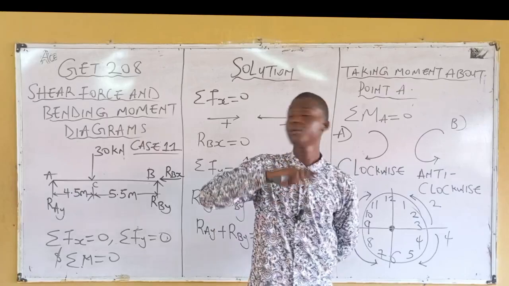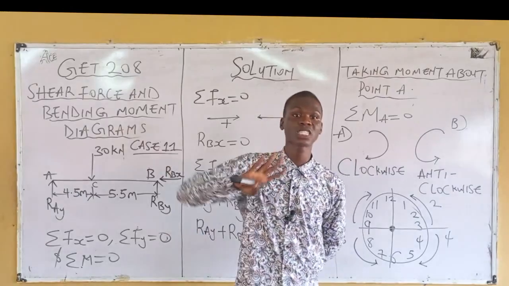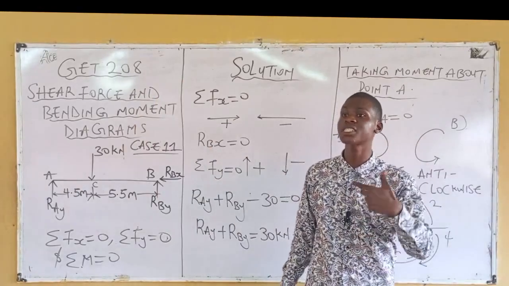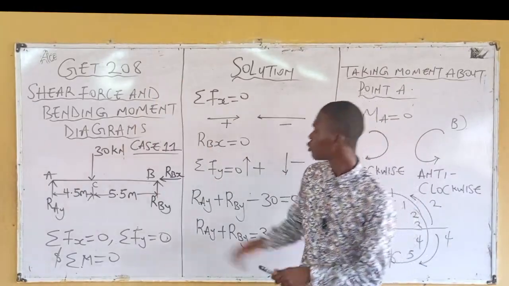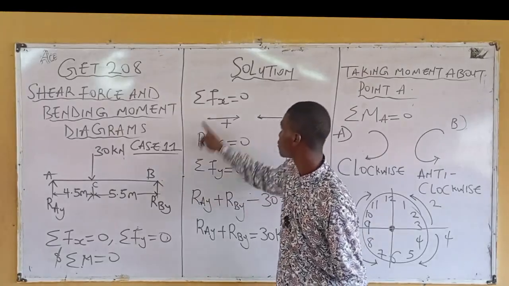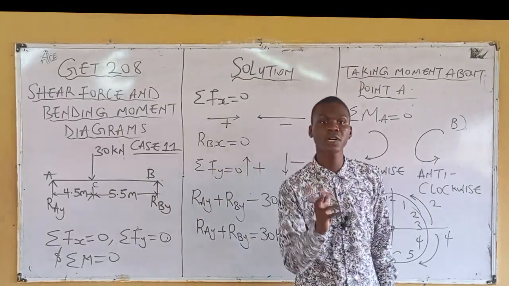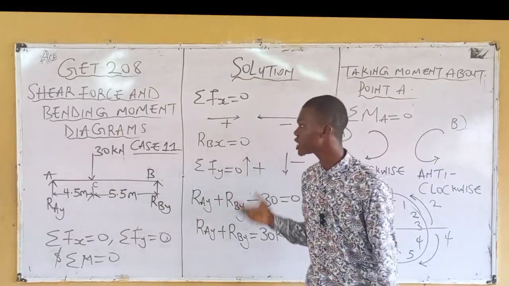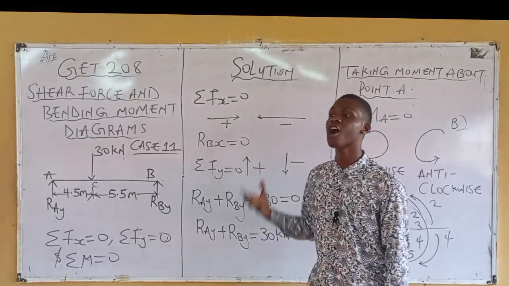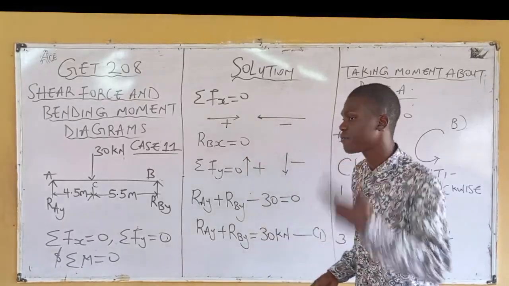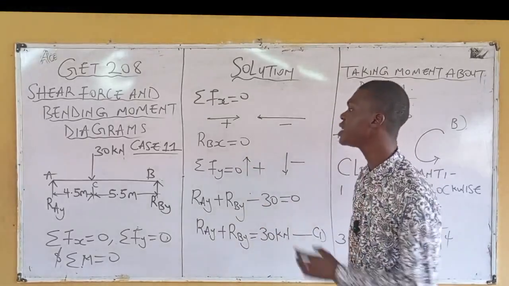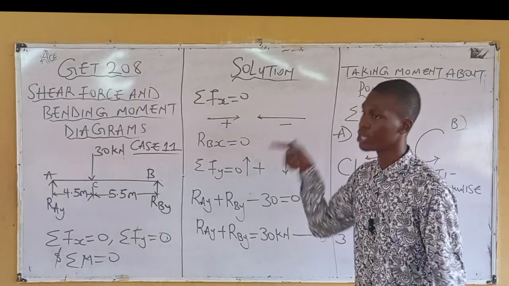Now, you've eliminated the force at point A, what forces are you left with? How many forces are you left with? We've gotten 0 for this, so this is not there again. Now, how many forces are you left with? 2, which are what? 30 kilonewton and RBY. Now, by the definition of moment, force times what? Perpendicular distance. Meaning these two forces are acting about A.